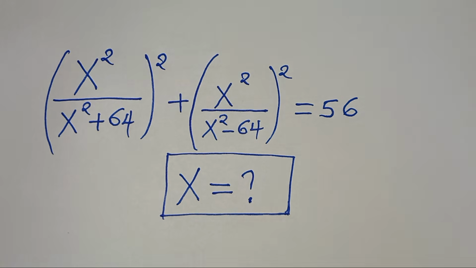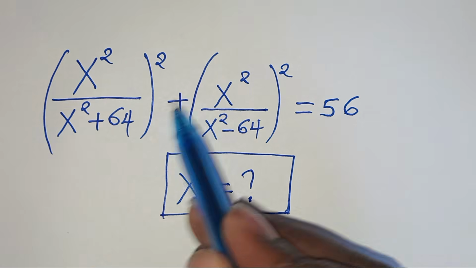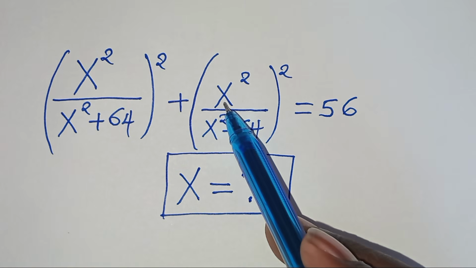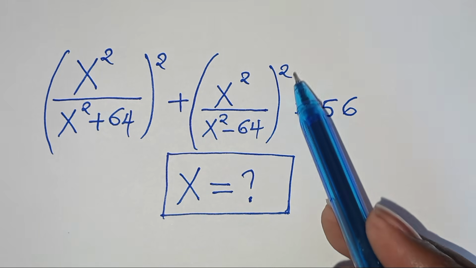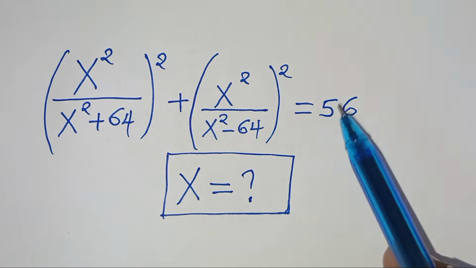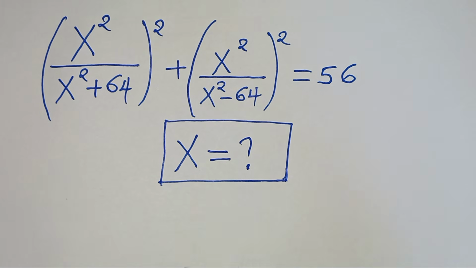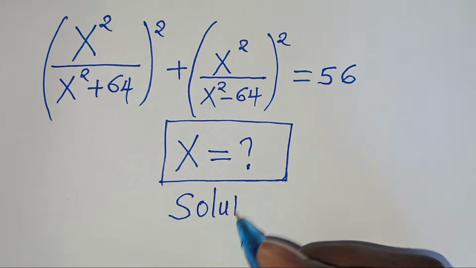You're welcome to solve this nice algebra problem, which is (x squared divided by x squared plus 64) raised to the power of 2 plus (x squared divided by x squared minus 64), everything here raised to the power of 2. This is equal to 56. So what is the value of x? So let's provide a solution from here.